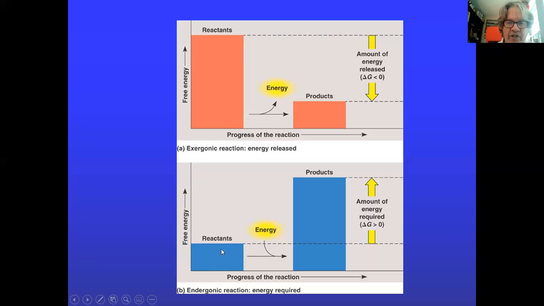Okay, you have the opposite here. If you have reactants with low energy, and then products with a high energy state, to make that reaction happen, you need to put energy in. This is called an endergonic reaction. The delta G change is greater than 0. You need energy input. All right.